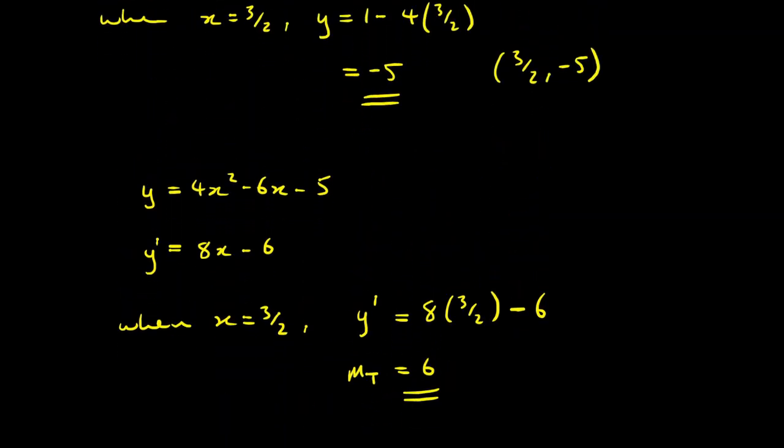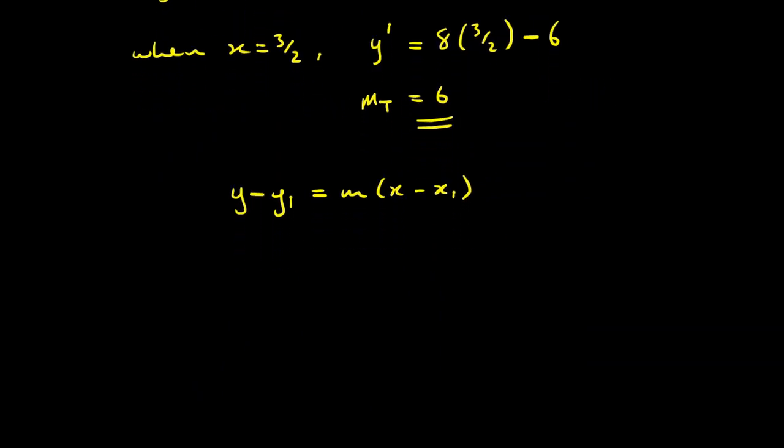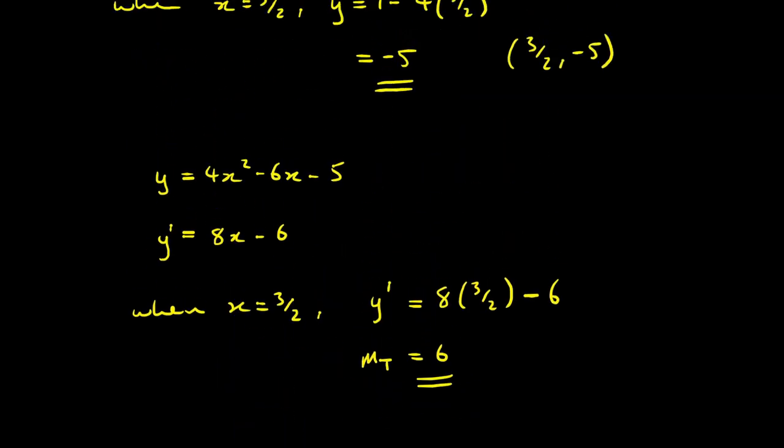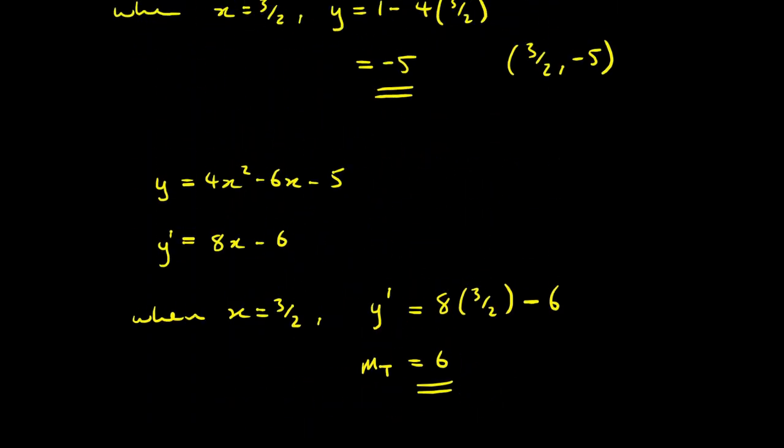Let's do that. Our y coordinate is negative 5, isn't it? So we've got, beg your pardon, y minus minus 5 is equal to m, which is 6, times x minus, our x coordinate I think was 3 upon 2. And now if we just expand this, we've got y plus 5 is equal to 6x minus 18 upon 2 minus 9. So we get y is equal to 6x minus 14. So that's the equation of our tangent, y equals 6x minus 14.